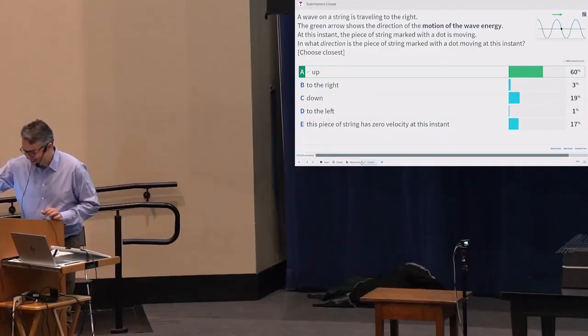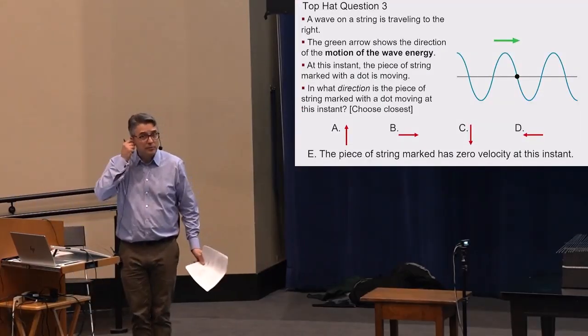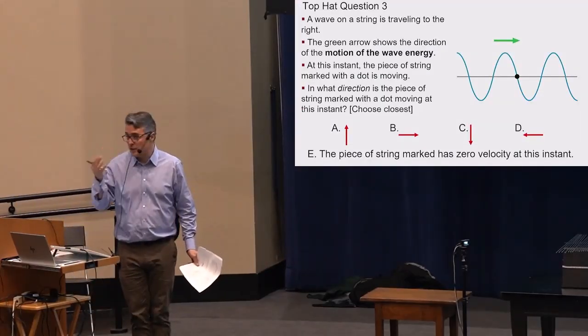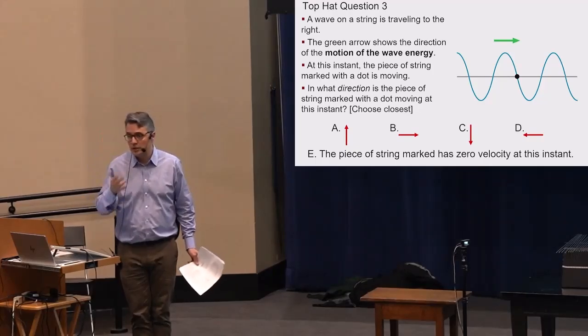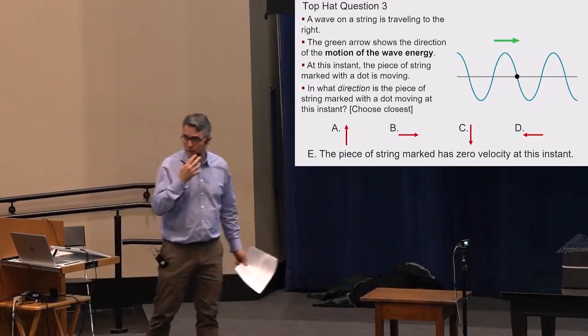Sorry, guys. Every particle is moving with simple harmonic motion. So if it's at its equilibrium position, it's definitely going at its maximum speed, either up or down. So the question is, is it up or down? So follow me so far?